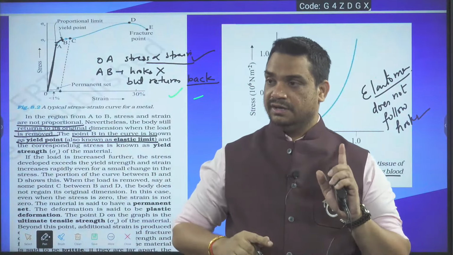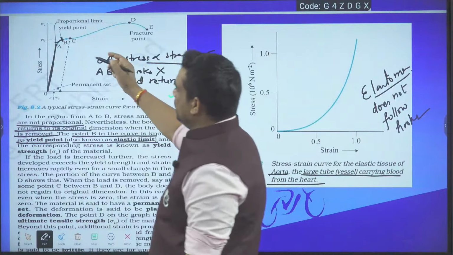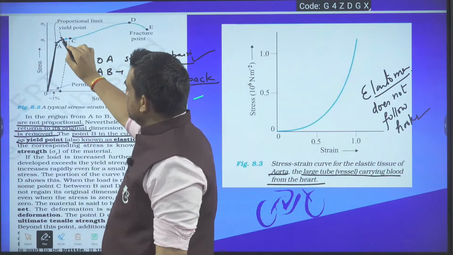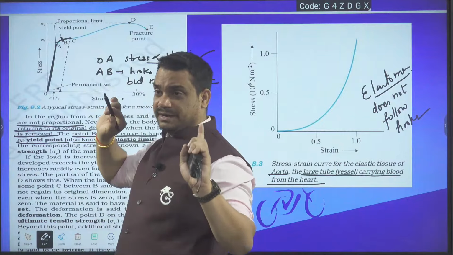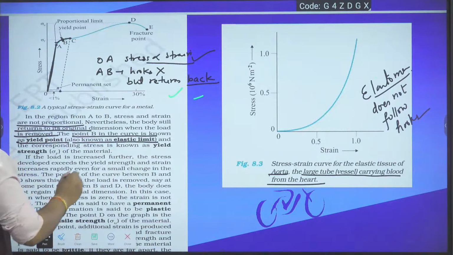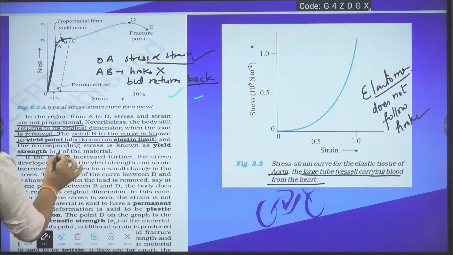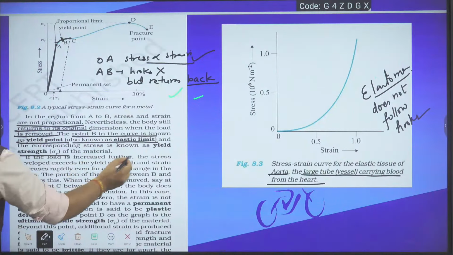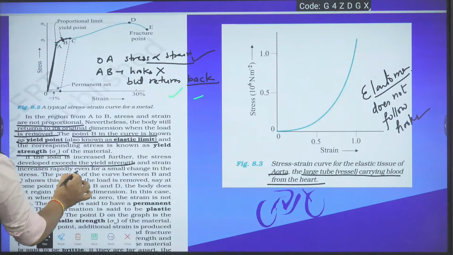Okay, yield point or elastic limit. If you cross this point B and keep on increasing the load, then at C it is not going to break. But if you remove the force, there will be permanent deformation. The corresponding stress is known as the yield strength of the material.